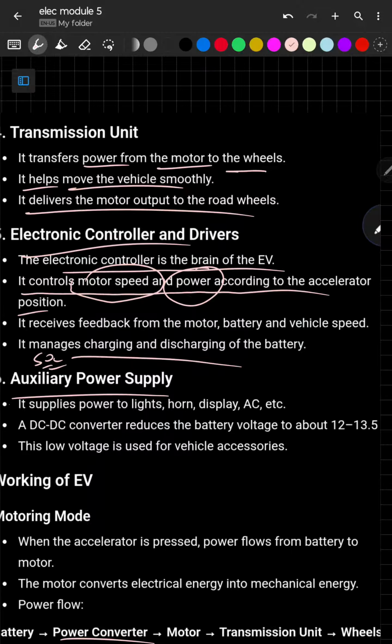Auxiliary power supply supplies power to lights, horn, display, etc. AC here is air conditioning. A DC-DC converter reduces the battery voltage to about 12 to 13.5 volts. This low voltage is used for vehicle accessories.